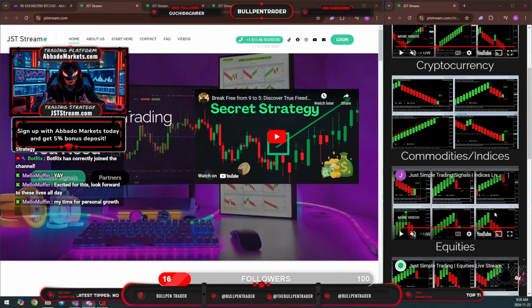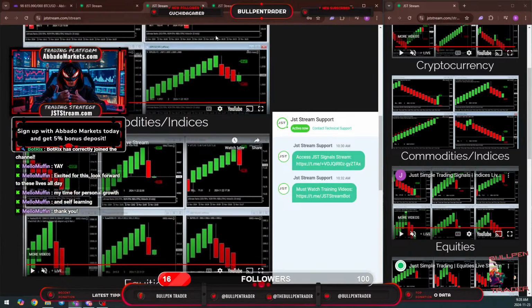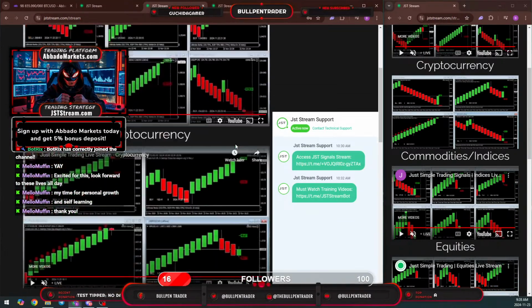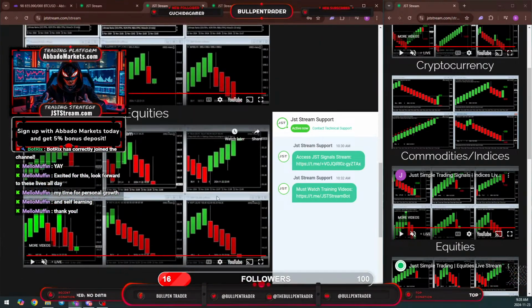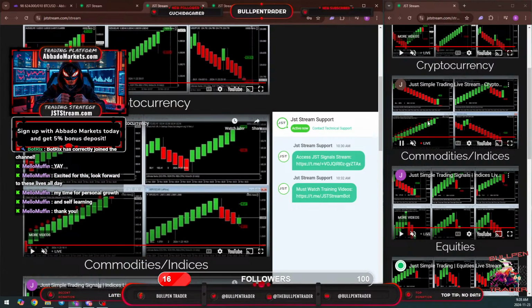If you go to that link tree right there, this will take you to JSTStream.com. The first link will take you to this website. All you got to do is make an account. It's completely free, and you will get these range bars running on Forex, cryptocurrencies, commodities, and indices and equities as well. So all of the major markets, all of the major pairs for these different markets, you will find the range bars for. So this strategy can be replicated on all of these different markets.